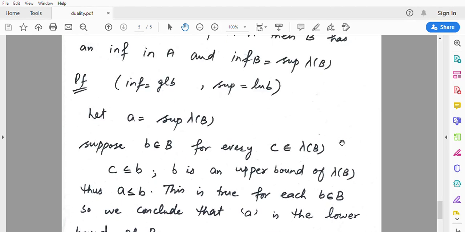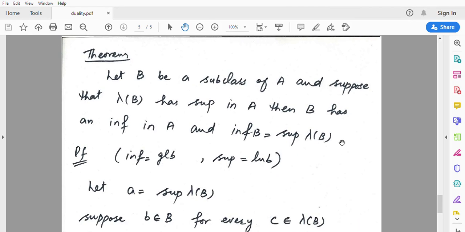Okay, you have to write its dual as well. I haven't written it, but what is its dual? It must be: let B be a subclass of A, and suppose that nu of B has an infimum in A, then B has a supremum in A, and the supremum of B is equal to the infimum of nu of B. So it is its dual, and we don't have to prove it, but we have to prove this theorem.